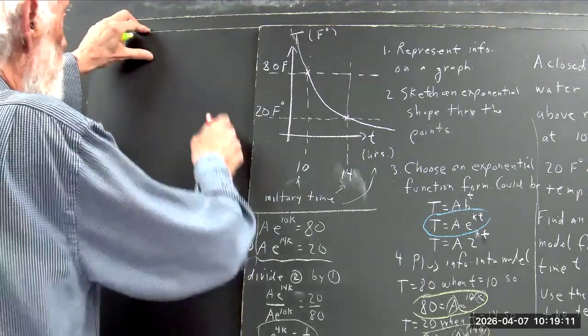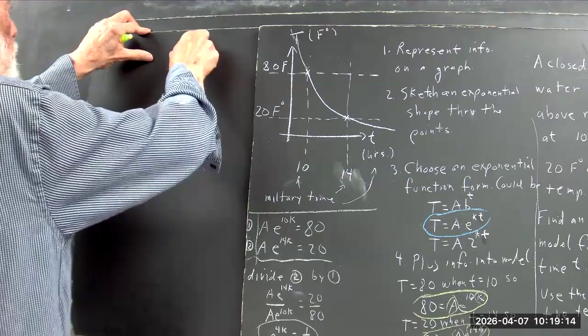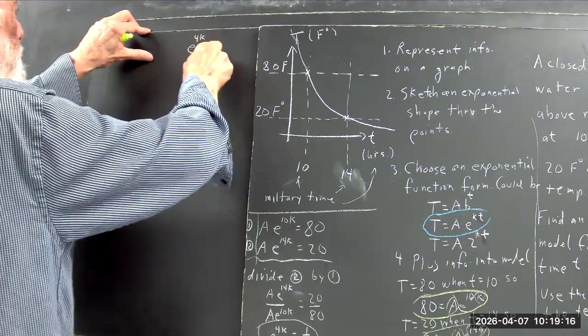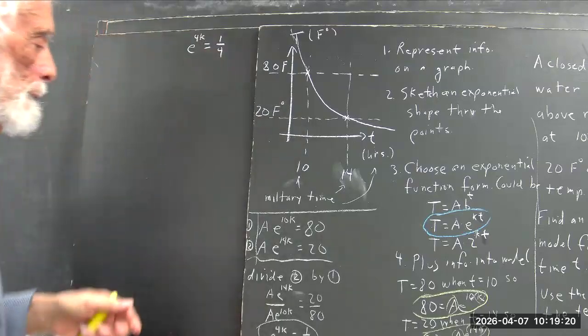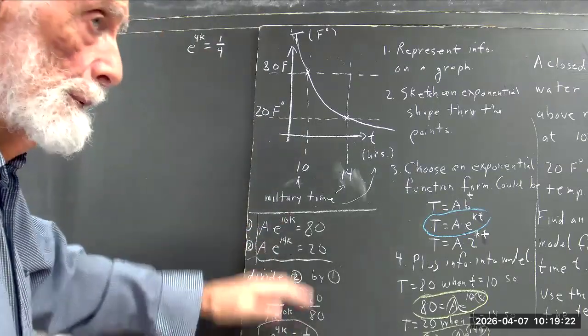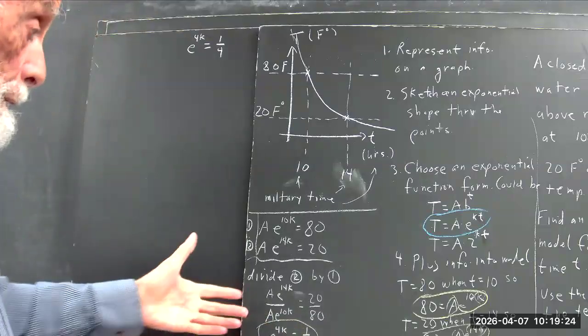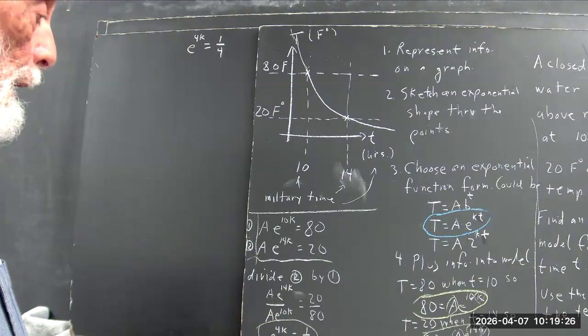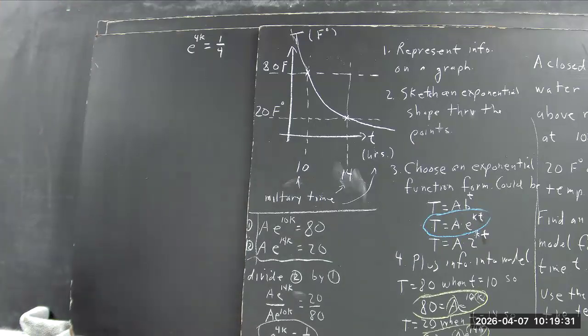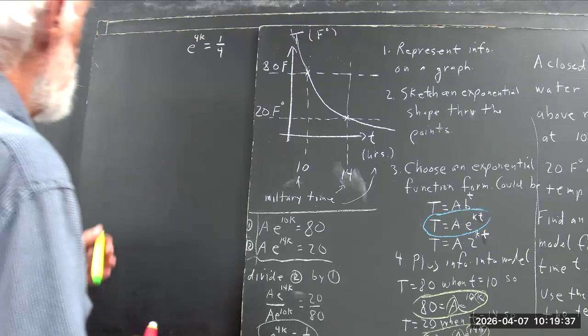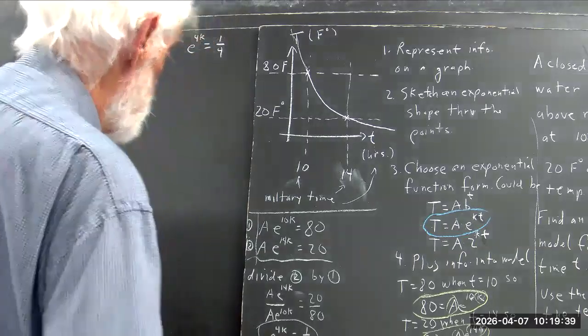So let's come back up here. We have e to the 4k equals 1/4. Now, you should take a minute to digest these steps and see if you can solve this equation. Okay, good. Hopefully you've paused and done that if you haven't already done it.